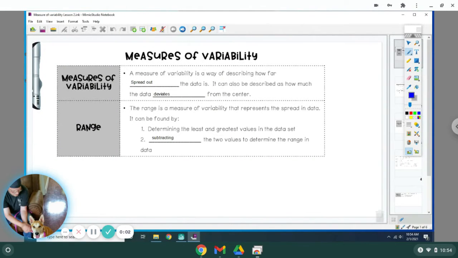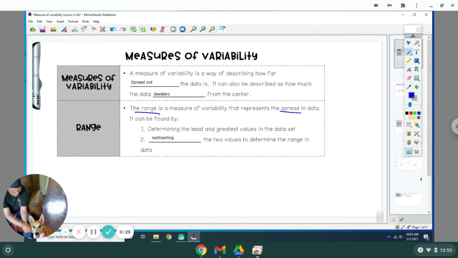Okay, so today you're going to be learning about measures of variability. A measure of variability is a way to describe how spread out the data is, or how much the data deviates from the center. So the range is a measure of variability that measures the spread in data. So if it asks for spread, it could be talking about range.